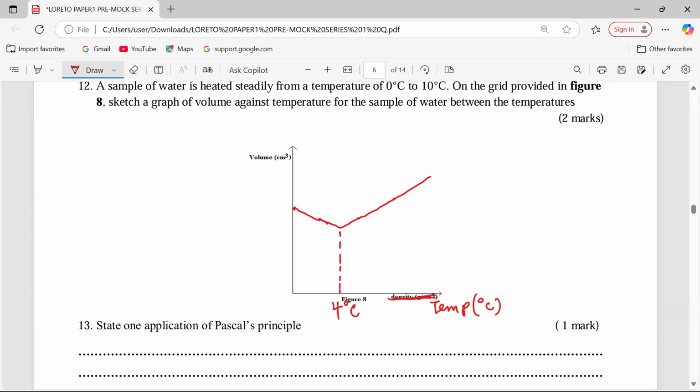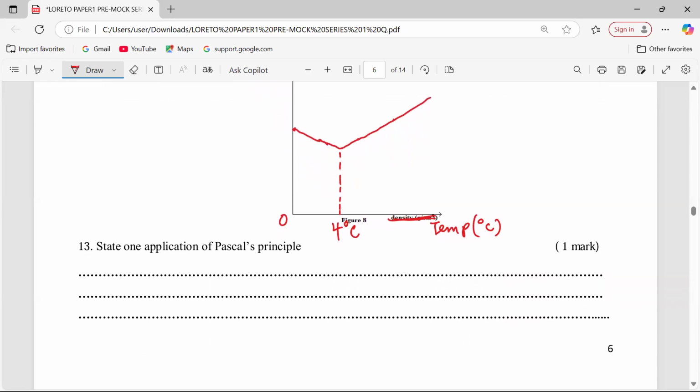But between 0 degrees Celsius and 4, when you increase temperature, for any substance, we expect an increase in volume. We expect an expansion, but water behaves abnormally. We call it the anomalous expansion of water. So that is the curve that we expect.